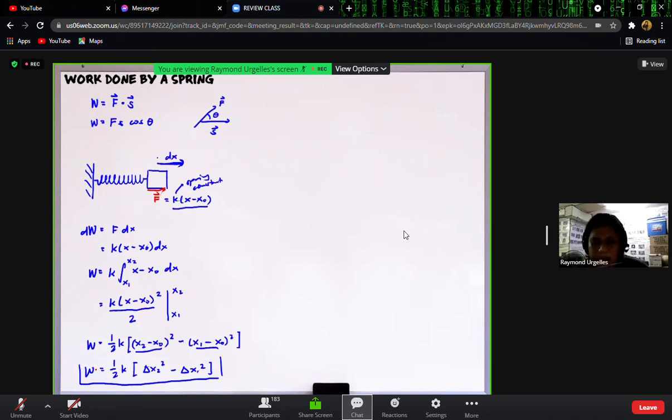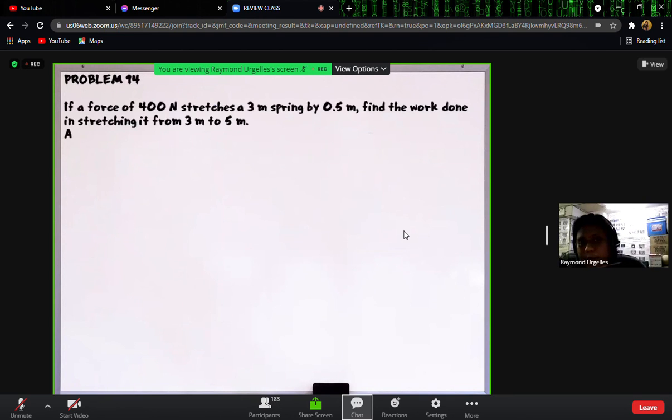of our spring from its original length, the one that is not compressed and not elongated. So for the work done by a spring, we just use the direct formula, although the concept we used here is also integration. So let's try this example.